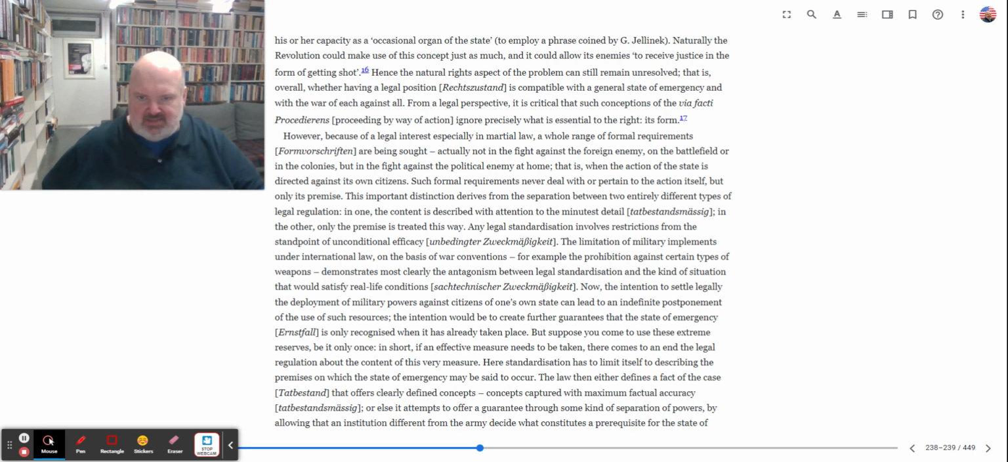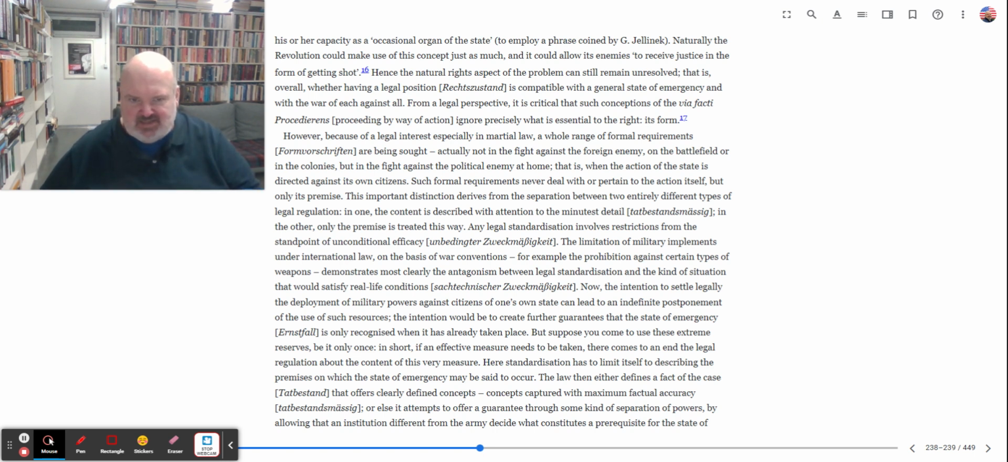Hence, the natural rights aspect of the problem can still remain unresolved. That is, overall, whether having a legal position is compatible with a general state of emergency and with the war of each against all.